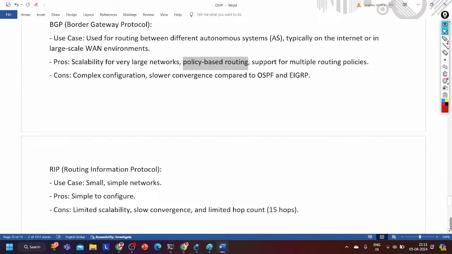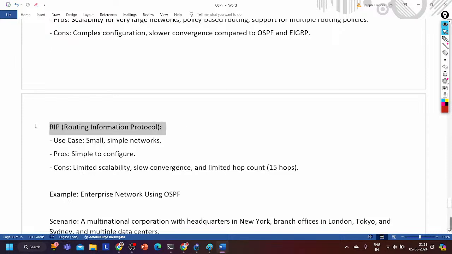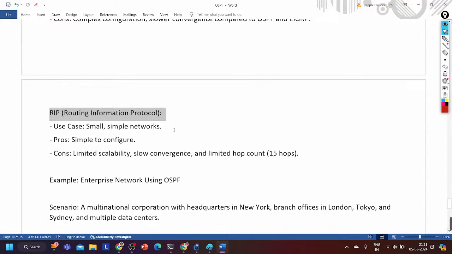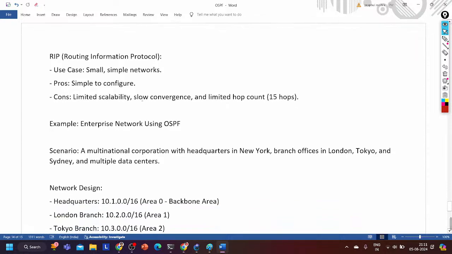Support for multiple routing policies. The disadvantages are complex configuration, complex concepts, and slower convergence. BGP is much slower than OSPF and EIGRP. Then RIP. Nowadays we are not using it, but you can use it in a small network, because the configuration and management of RIP is very simple, so it is suitable for a small network.